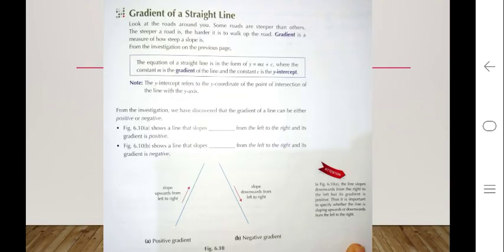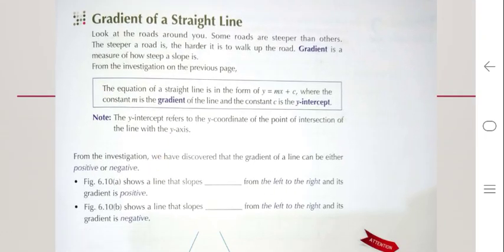Let's skip this part now. Gradient of a straight line. Look at the roads around you. Some roads are steeper than others. The steeper a road is, the harder it is to walk up the road. Yeah, of course. So if it's not that steep, for example like that, you can still walk up. But the steeper it is, for example like this, then it is very hard to walk up, right?